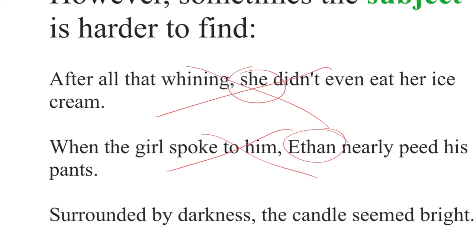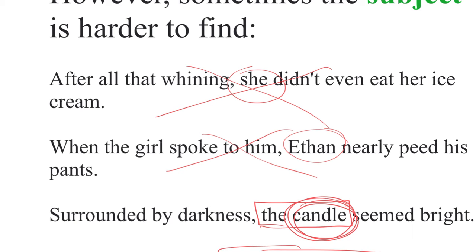So let's look at these other ones. Surrounded by darkness, the candle seemed bright. So this is your subject. But what's the simple subject? Candle. Flying toward us was a bright red kite. That's the subject. But what's the simple subject? It's the main noun. The main noun is kite. So kite is the simple subject.